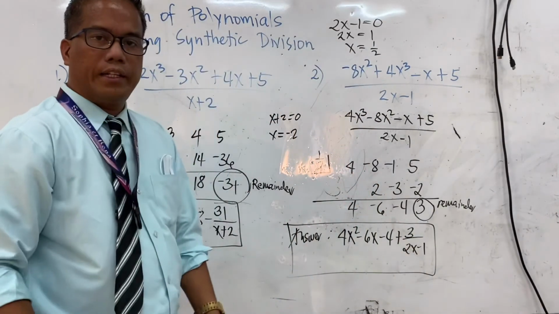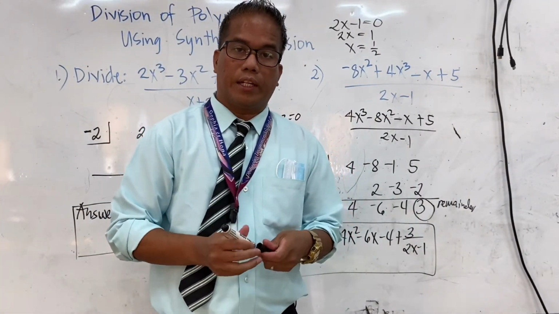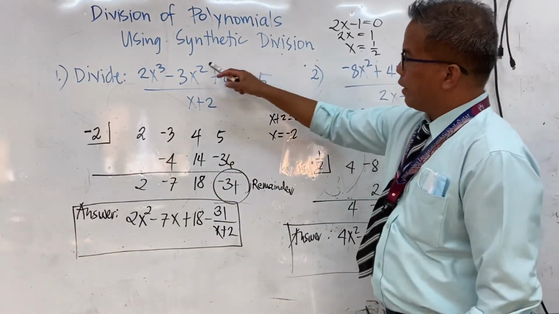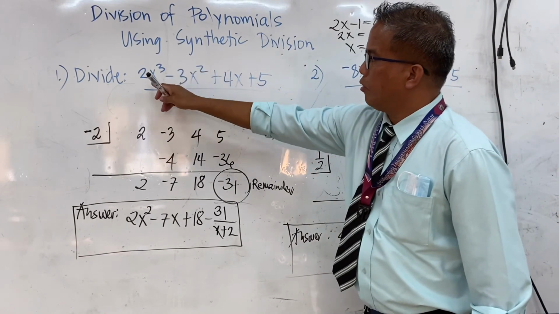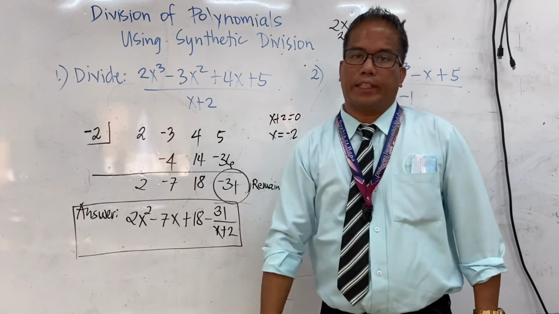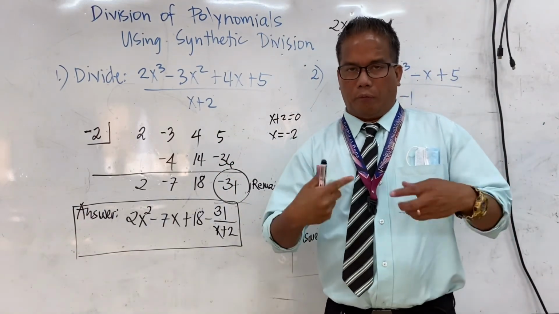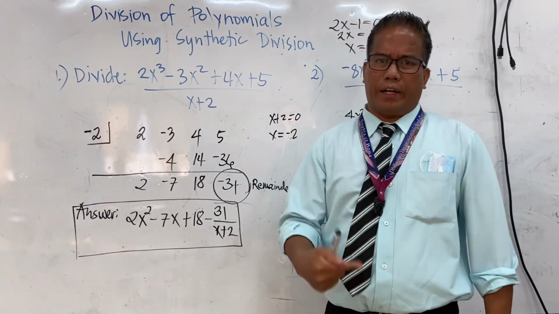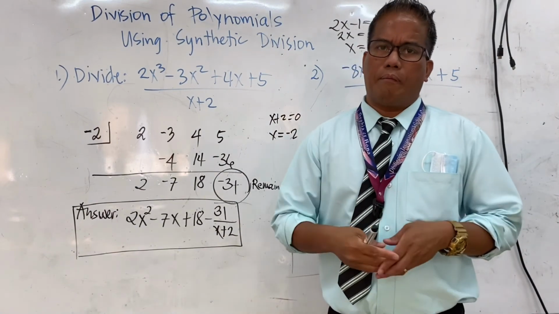Another thing, class, that you are going to remember in using synthetic division is, in case there's a missing term in the given, let's say you have 2x cubed plus 4x plus 5, you are going to replace the missing term with 0x squared. You build up the missing term with a zero coefficient, depending on what exponent is missing.